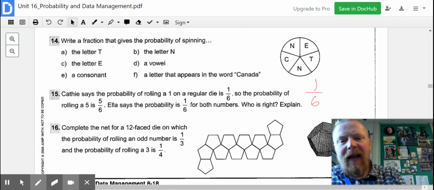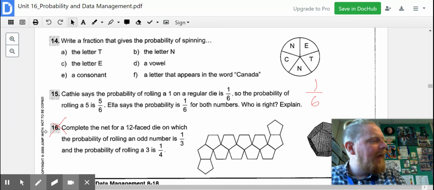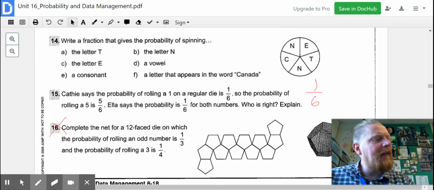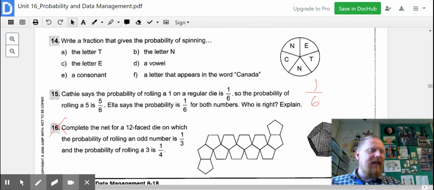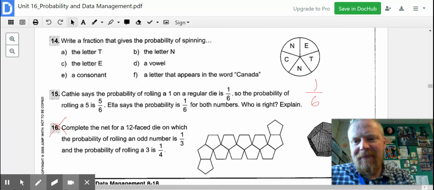Okay, and we are going to skip number 16. And that is the lesson of theoretical probability review. And then in the next lesson, we're going to do theoretical probability using that review and applying it. Okay, that's it.